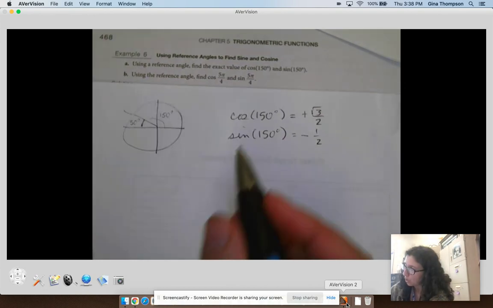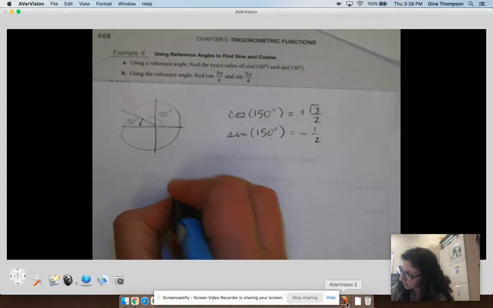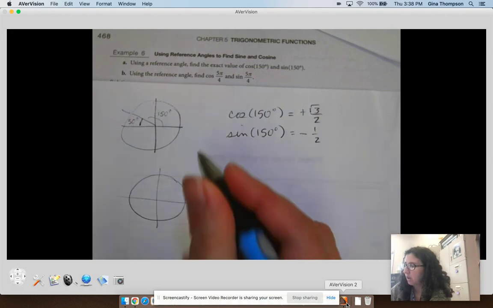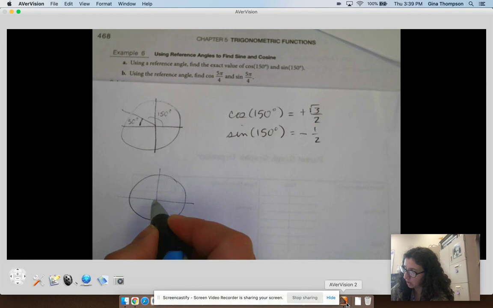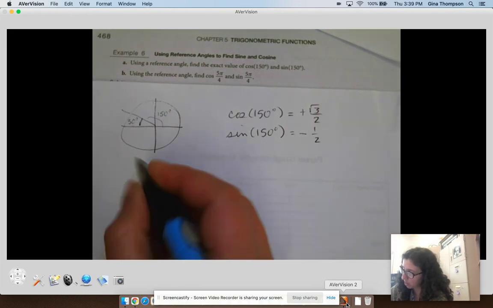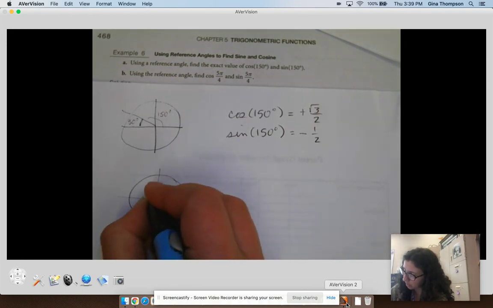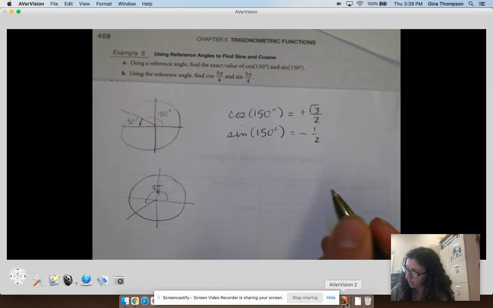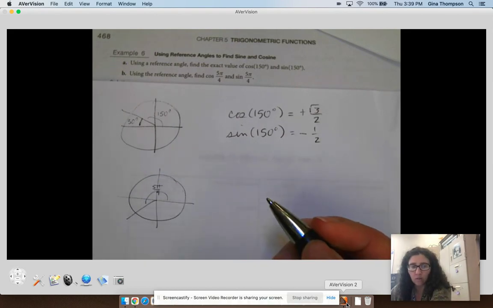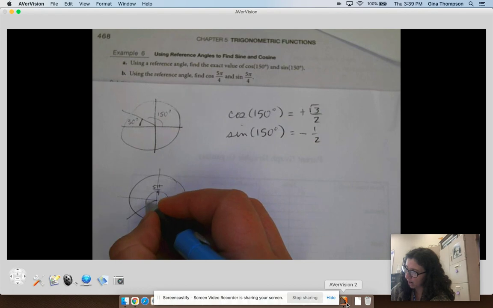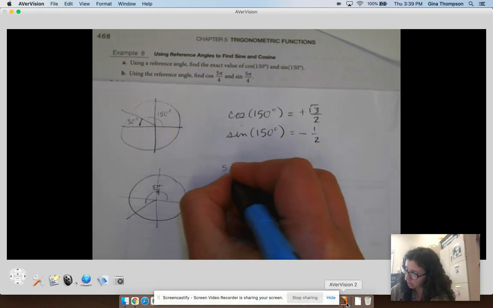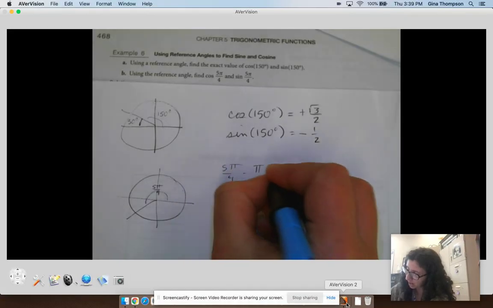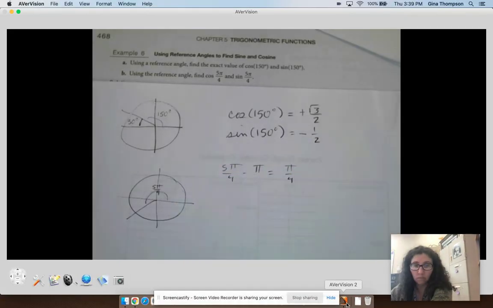What about this next one? 5 pi fourths. Let's think about this. 5 pi fourths, well, that's more than pi. So it's going to be past here and 1/4 more. So I think it's going to be here, 5 pi fourths. So what's the reference angle? Well, this is in radians, right? So I'm going to subtract pi. 5 pi fourths minus pi is pi fourths. Cool. That's my reference angle.